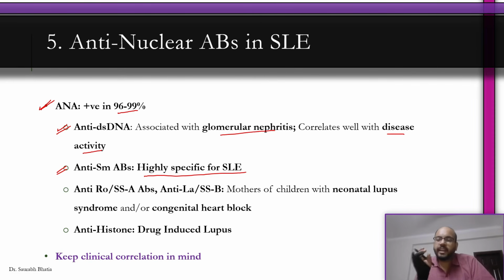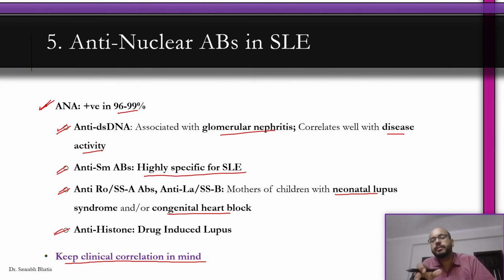There are cases in which ANA is negative or anti-dsDNA is negative, but anti-Smith is positive. Anti-Ro and anti-La are important in the case of mothers of children with neonatal lupus and or congenital heart block. So if the mother has anti-Ro or anti-La antibodies, their children during development can have congenital heart block with or without neonatal lupus. Anti-histone antibody is the specific antibody that you look for in drug-induced lupus. But always remember, you have to keep clinical correlation in mind. If the patient is clinically resembling SLE, even if ANA is negative, you can go for specific antibodies.